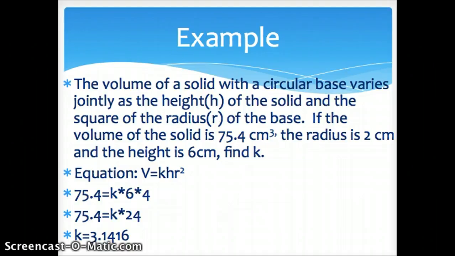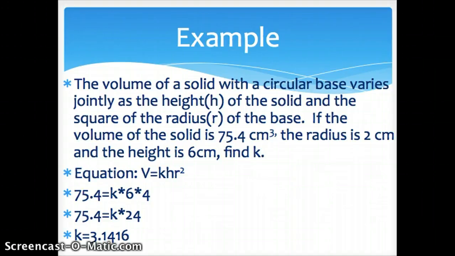Here's a word problem, and it says the volume of a solid with a circular base varies jointly with the height h of the solid and the square of the radius r of the base. If the volume of the solid is 75.4 centimeters squared, the radius is 2 centimeters and the height is 6 centimeters, find k. So in order to find k, you need to write the equation, which in this case would be v equals khr squared.